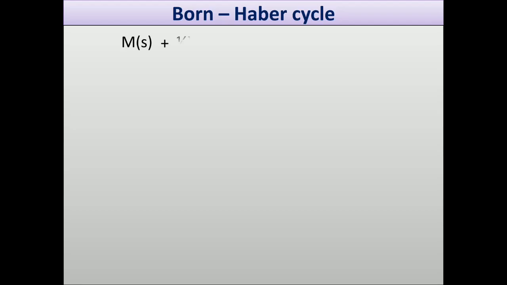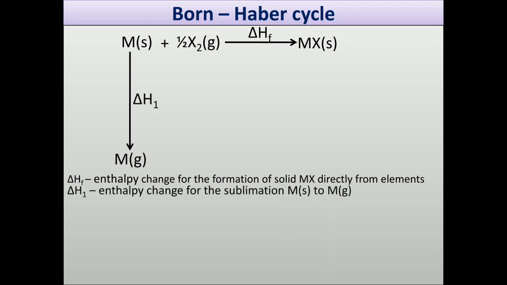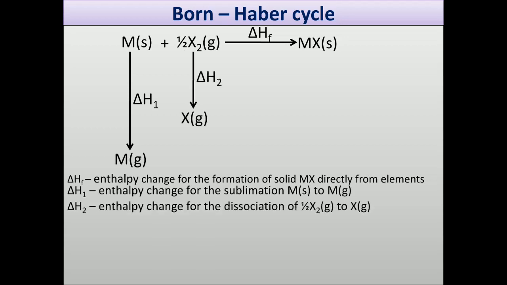For example, consider the formation of simple ionic solids such as alkali metal halide MX. The following steps are considered. This is the direct formation of MX by a single step. The enthalpy change for this reaction is defined as the enthalpy of formation del HF. This reaction also involves 5 sequence of steps. First, solid metal is changed into gaseous metal atom, and the enthalpy of this step is equal to enthalpy of sublimation, that is del H1. Then the atomization of halogen by dissociation takes place, and the enthalpy of this step is equal to del H2.